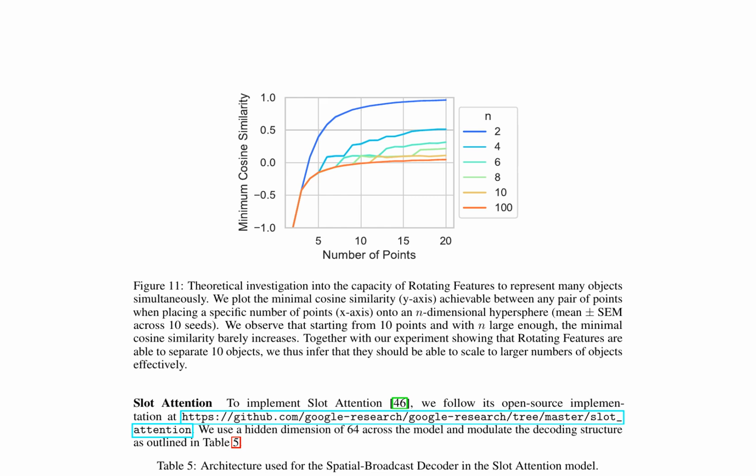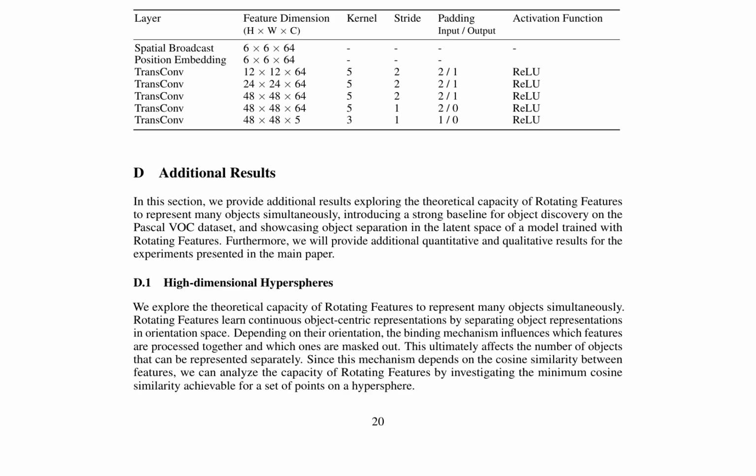The investigation into the theoretical capacity of rotating features to represent multiple objects simultaneously uses a high-dimensional hypersphere model. It is observed that starting from 10 points and with n large enough, the minimal cosine similarity barely increases, indicating that rotating features should scale effectively to larger numbers of objects. The implementation of slot attention follows the open-source implementation, featuring an architecture with specific layers designed to progressively increase spatial resolution while reducing the number of channels.